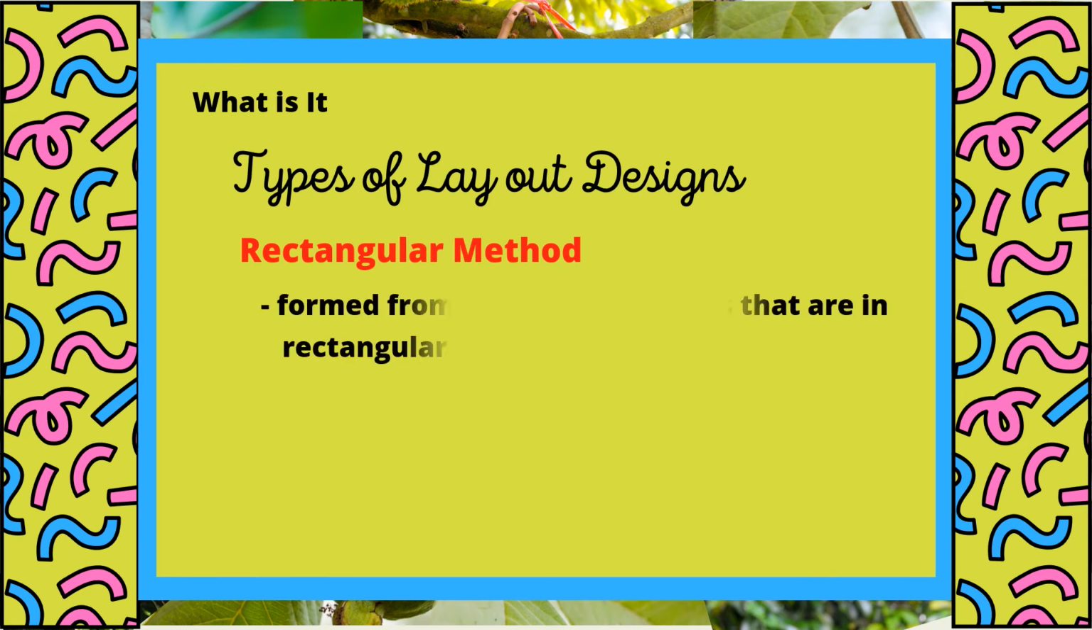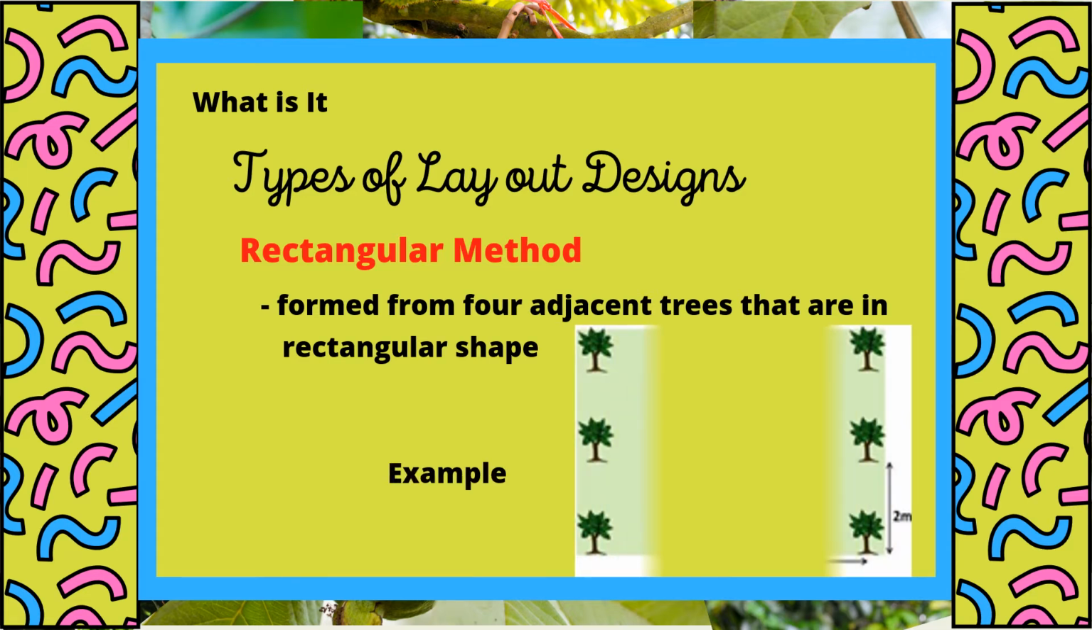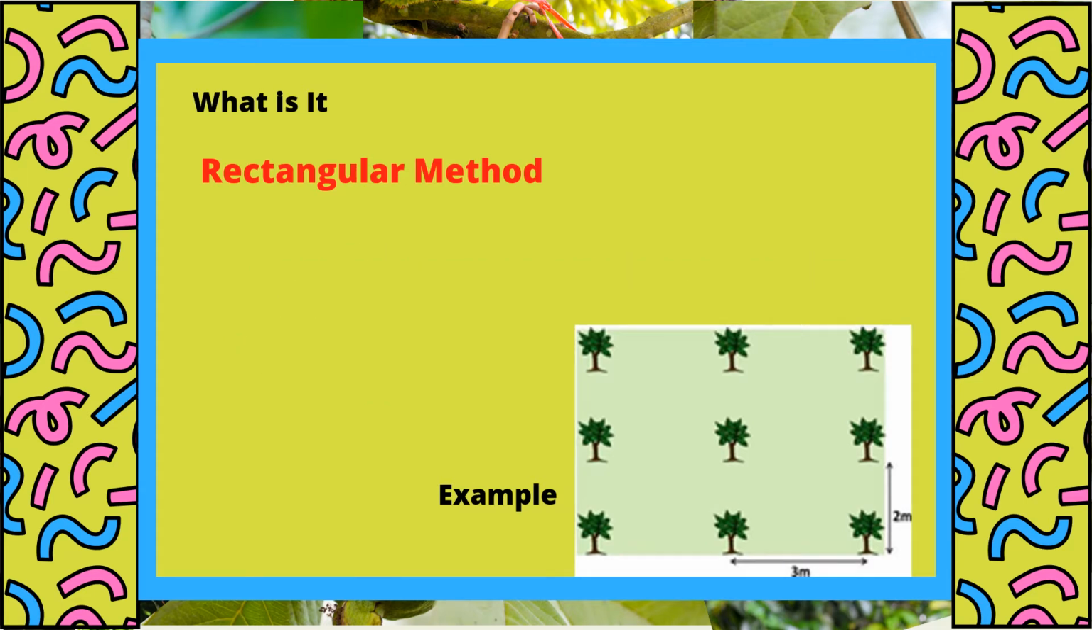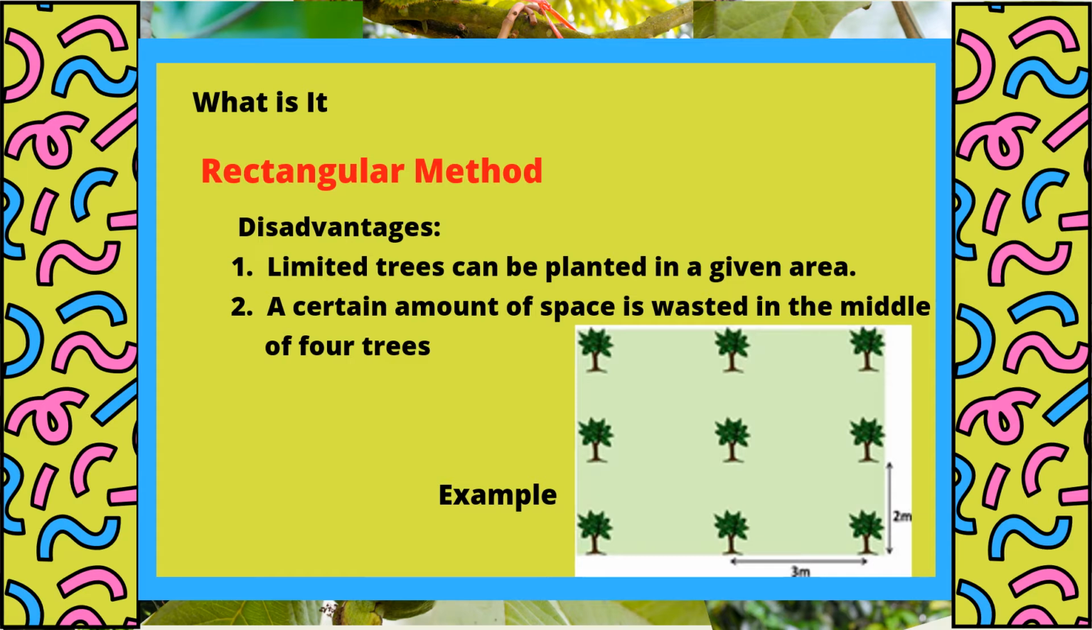Next is the rectangular method. The rectangular method is formed from 4 adjacent trees that are in rectangular shape. What are the advantages of rectangular method? Number 1, irrigation channels can be made length and breadth-wise. Number 2, possible for intercropping. What are the disadvantages? Limited trees can be planted in a given area. A certain amount of space is wasted in the middle of 4 trees.